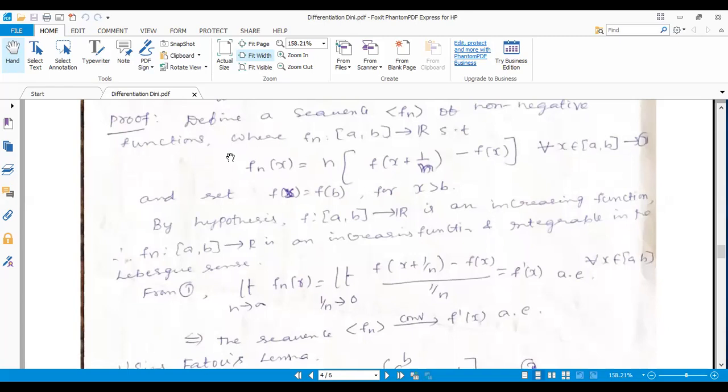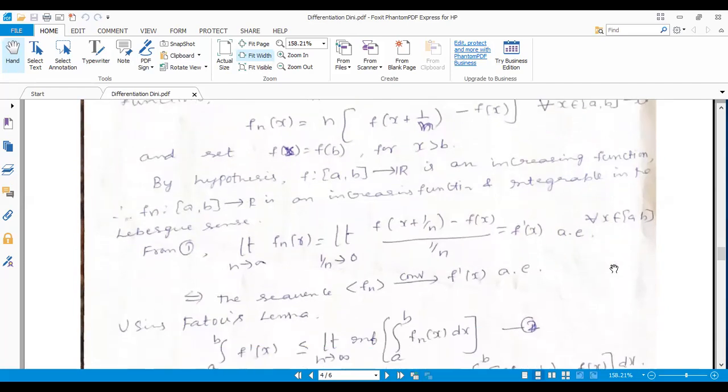Using first the limit as n tends to infinity, the limit of f(x plus 1 by n) minus f(x) divided by 1 by n, this is the definition of differentiability, which means that it is f'(x) almost everywhere for all x belonging to [a, b]. This means that the sequence fn converges to f'(x) almost everywhere.